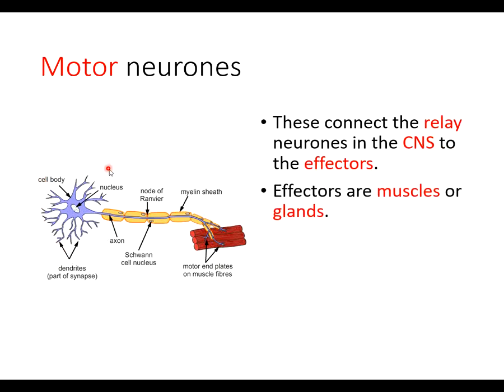So this is inside the central nervous system. This goes to your muscles or your glands. Okay, so we have sensory neurons, relay neurons, and motor neurons.